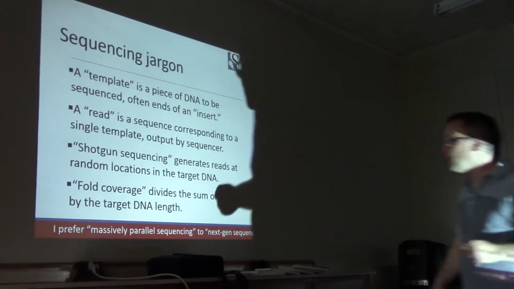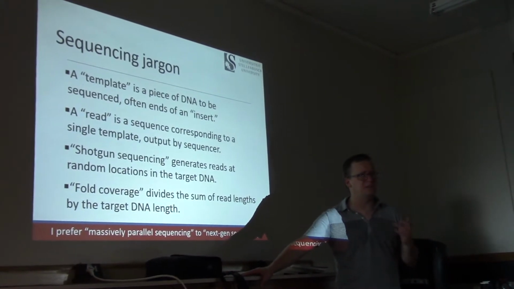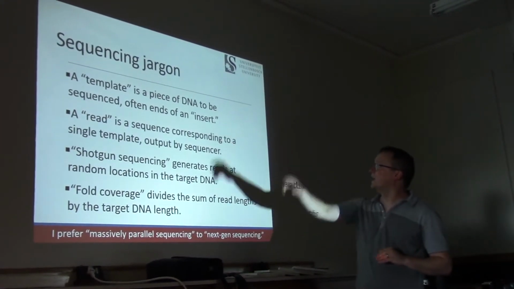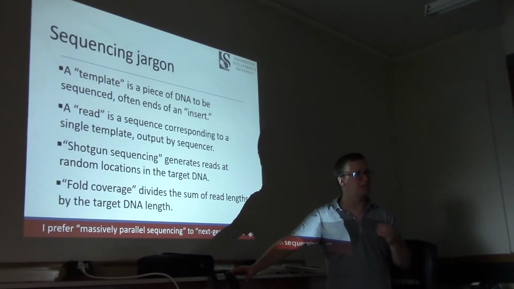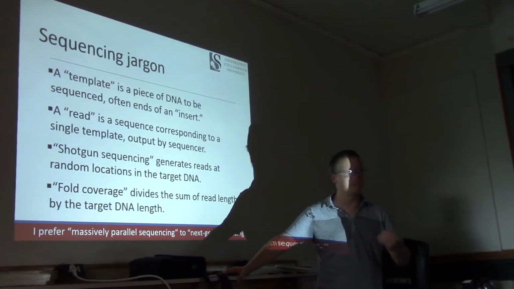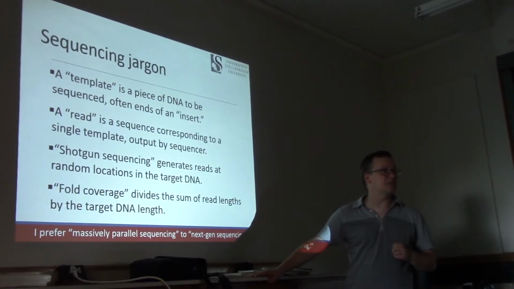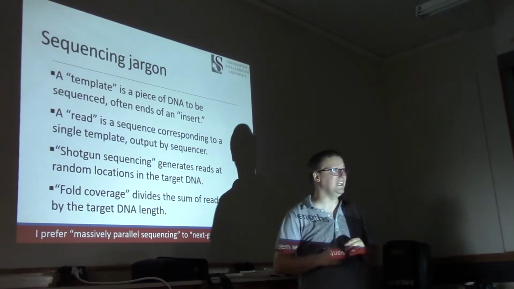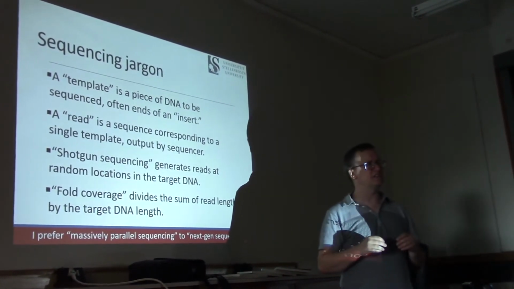Now, I've already broken out a few of these terms, but I want to try to define some of them as well to make this a little more straightforward. So typically, we talk about the DNA that we want to sequence, the part that we're going to make a complementary sequence to, as a template. So that's a piece of DNA that we're going to sequence. Frequently, we are using something like paired end sequencing. We'll talk about that a little later in the slides.